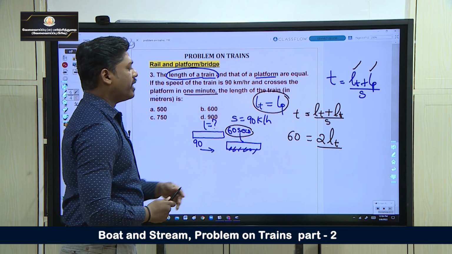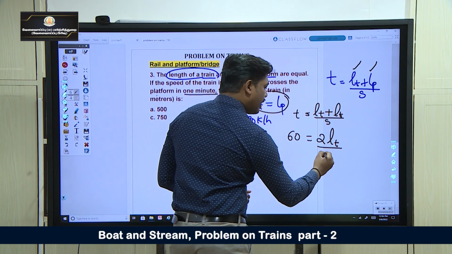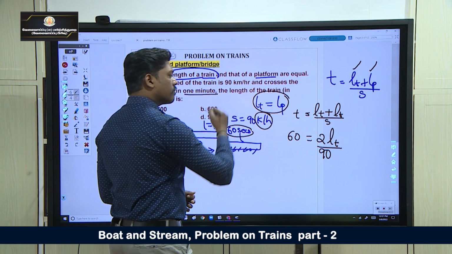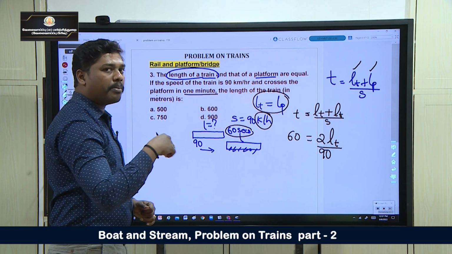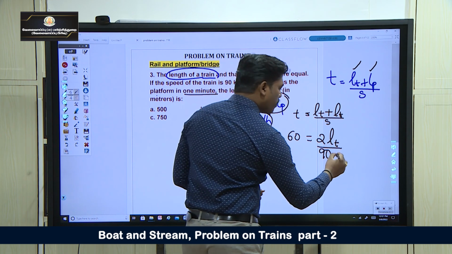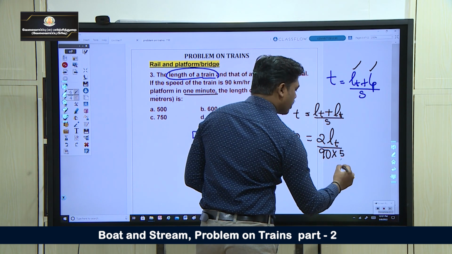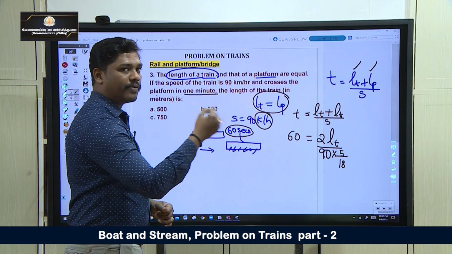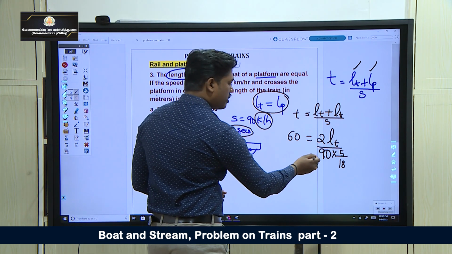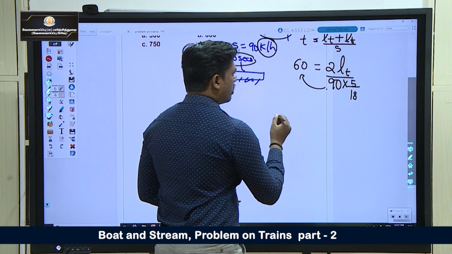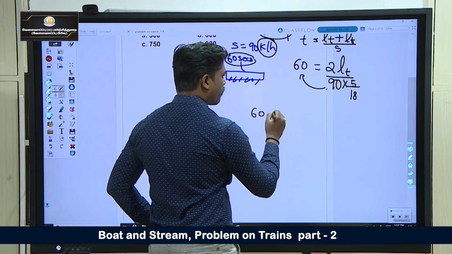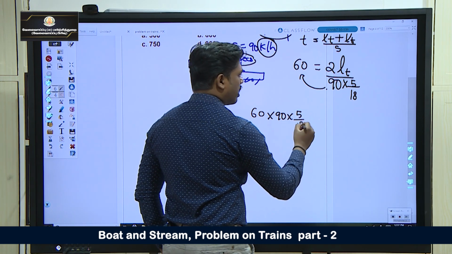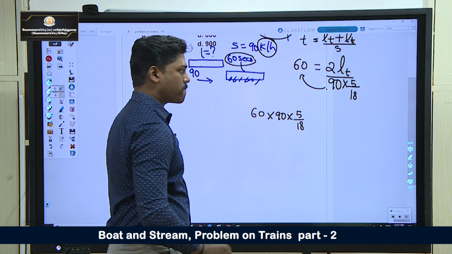What is the speed of train? Speed of train is 90 km per hour. They are asking in meters, so convert into meter per second, into 5 by 18. I told you in the time and distance topic how to convert. Now just bring this value here. So you will be getting 60 is equal to 90 into 5 by 18. I am bringing all these values here.